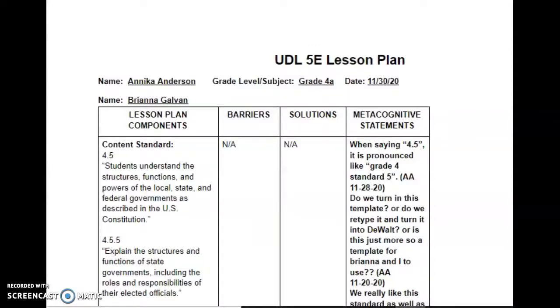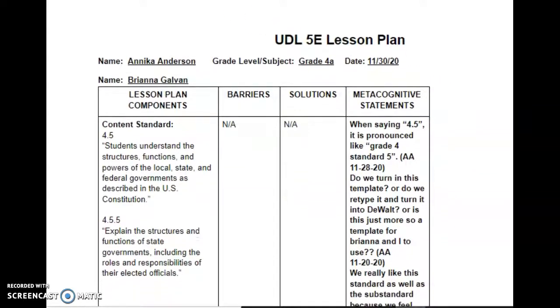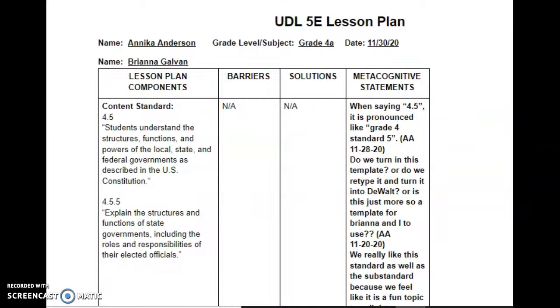Hello, so I'll be talking about my UDL 5E lesson plan and we'll be talking about my favorite parts. But first, let's talk about the content standard. The content standard is 4.5. Students understand the structures, functions, and powers of the local, state, and federal governments as described in the U.S. Constitution. And so our whole lesson plan is based off this right here.